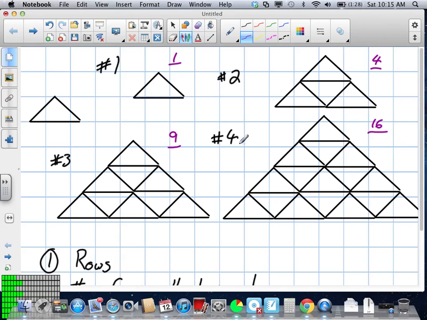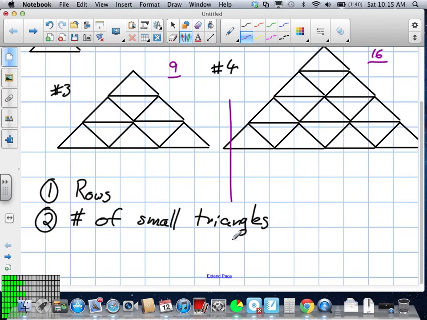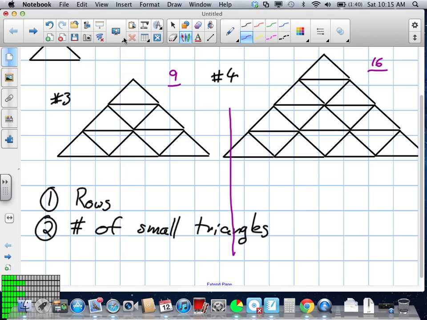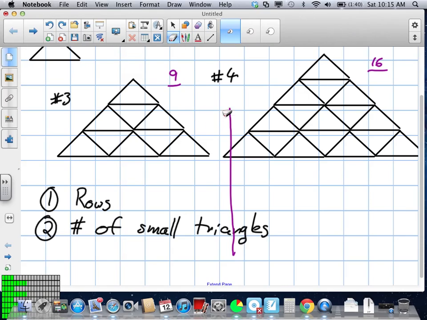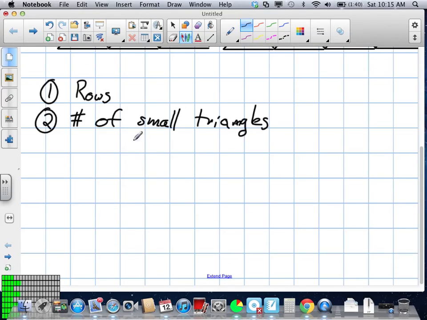Good. Okay, so the number of triangles in each is changing. The question is, what is it changing by? So we're going to write those numbers down again. Let's just erase that. Now, the numbers are changing each time, and let's take a look at how they're changing. So, we're going to write that pattern out. We had 1, and then what? 4. And then? 9. 16.